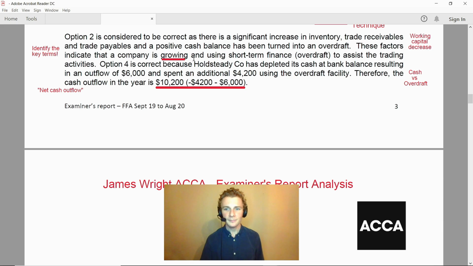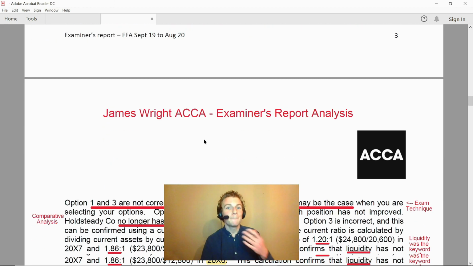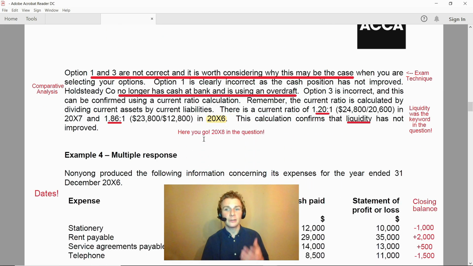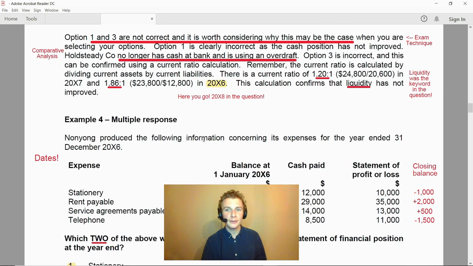So that takes us through the reasons why they are correct, but we also walked and talked through why the others just couldn't possibly be true. And there's so much exam technique going through here, and as you can see, the 2006 note on the bottom, bad note for ACCA, but we'll let them off, it's okay.